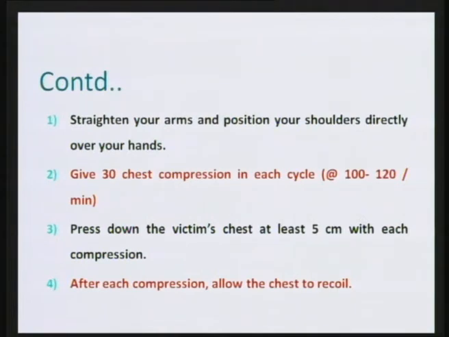And the most important thing is to give 30 chest compressions in each cycle followed by 2 rescue breaths. So the ratio should be 30:2. And the total chest compressions should be 100 to 120 per minute.